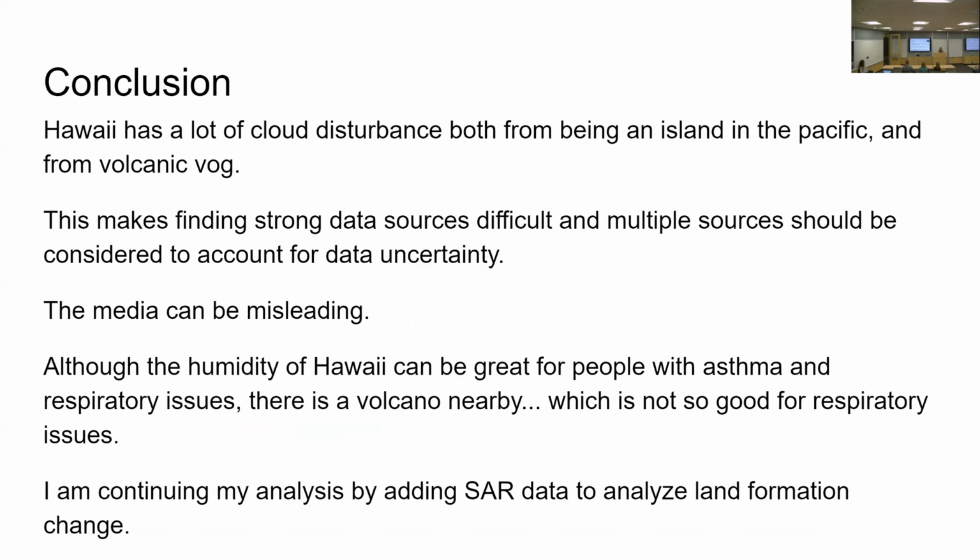So, in conclusion, Hawaii has a lot of cloud disturbance, especially during a volcano in the middle of the Pacific, with sulfur dioxide creating fog. So it makes it really hard to analyze volcanic destruction and impacts with just satellite imagery. So more data sources should be incorporated to really get the whole image of what the impacts were of a volcano. And this is something that I don't think the media really took on. They focused a lot on pictures and homes that were destroyed, but they didn't touch anything on pollution.